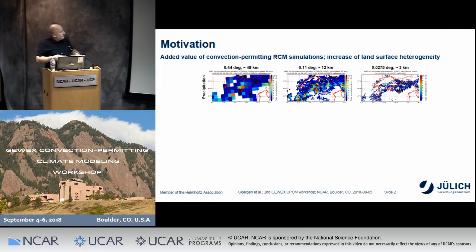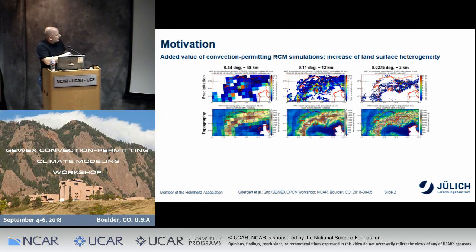Added value in convection-permitting RCM simulations, for example, when you go from coarse resolution via medium to high resolution: precipitation intensity, spatial patterns, timing, etc. change. But together with this, we also see an increase in land surface heterogeneity.